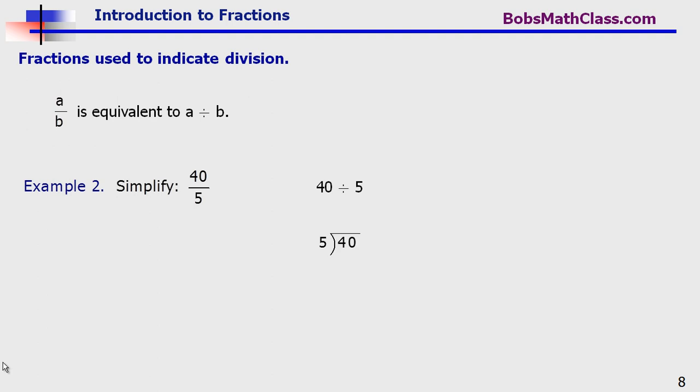The second number always goes before the box. Or you can think of it from the fraction. In fraction form, the denominator always is written first in front of the division box. Okay, so 5 goes into 40, it's 8 times, without a remainder, so our answer is 8. So right now we're just using fractions to indicate division. Divide the denominator into the numerator.